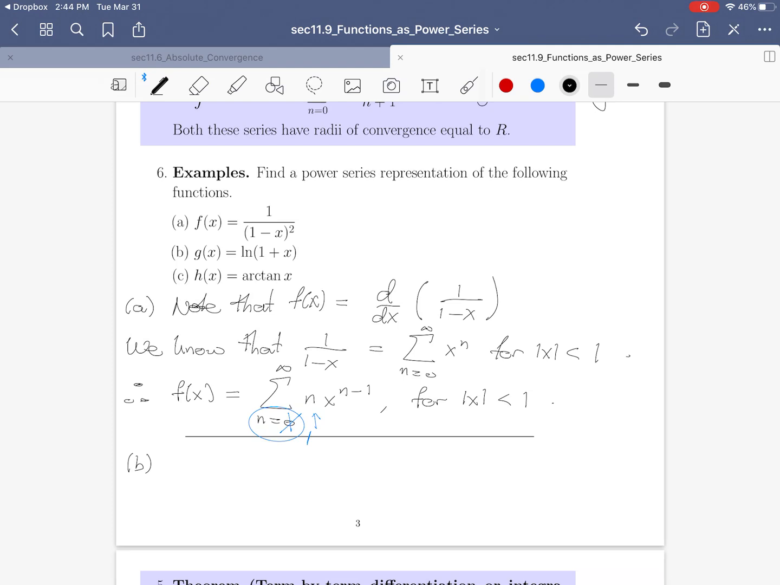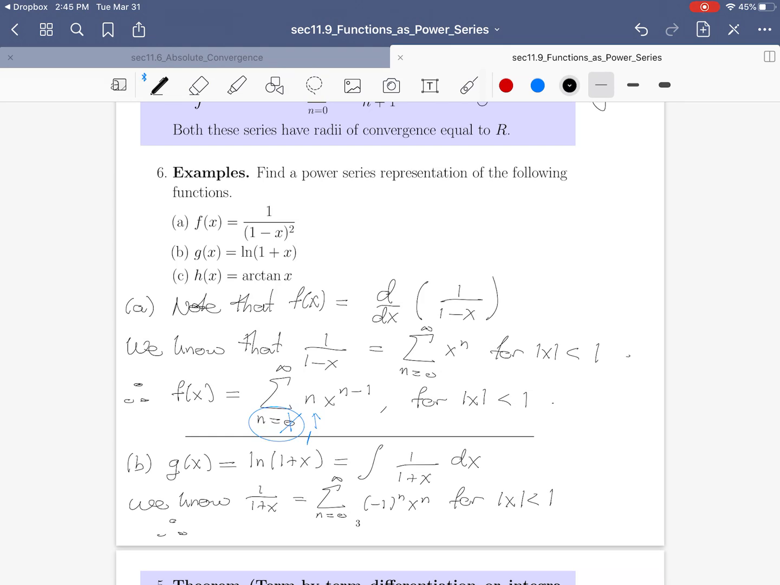Let's do example B. So now we have g of x is ln 1 plus x, and we know that ln of 1 plus x is an antiderivative of 1 over 1 plus x. So we can write ln of 1 plus x as the indefinite integral of 1 divided by 1 plus x. Well, we know that 1 over 1 plus x is equal to the sum from n equals 0 to infinity of negative 1 to the n, x to the n, for absolute value of x less than 1. So that's the example that we started today's lecture with.